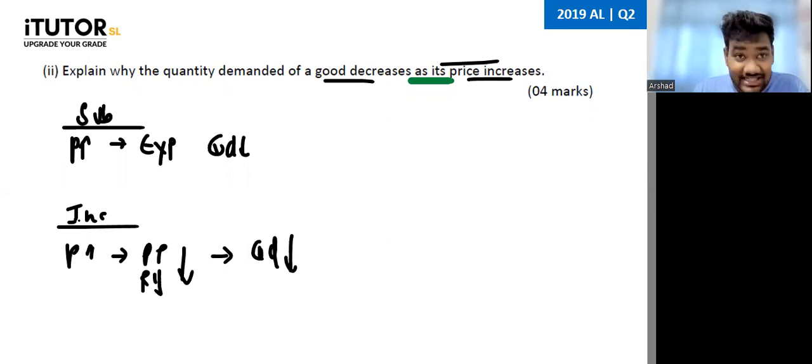So these 2 effects you need to clearly explain. 2 marks for substitution, 2 marks for income effect, and I did explain this in detail in our previous class. Hoping you all were there or at least watched that recording. Is that part okay, guys? Fine. Okay. Moving to the next.